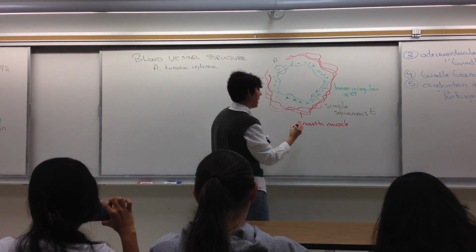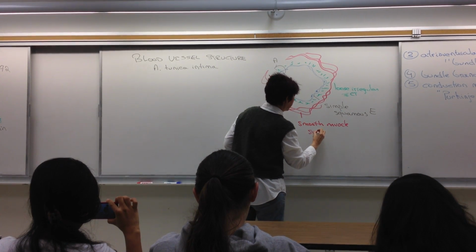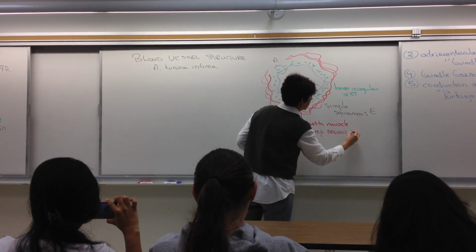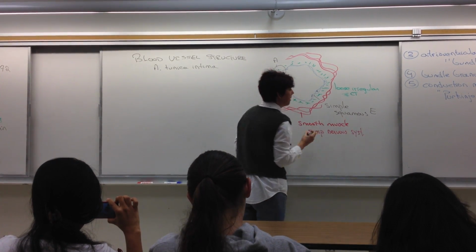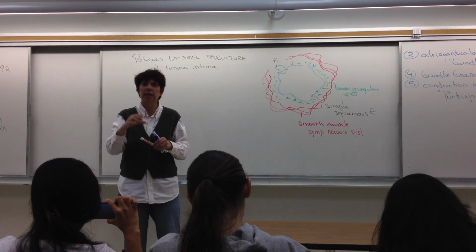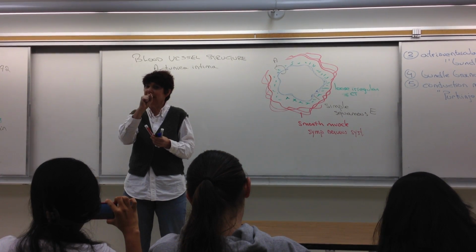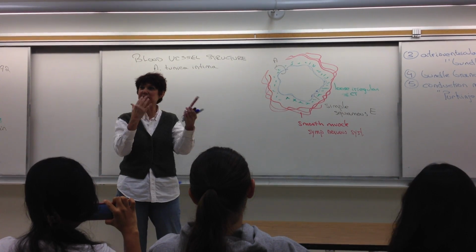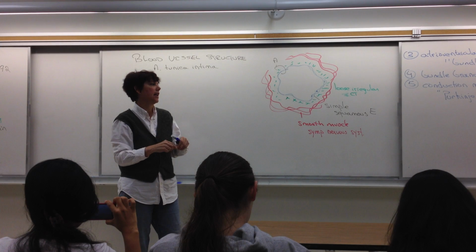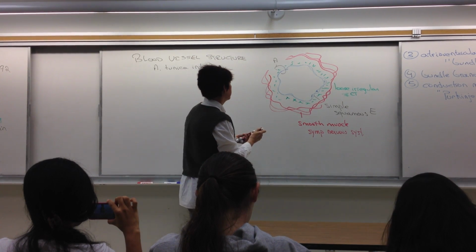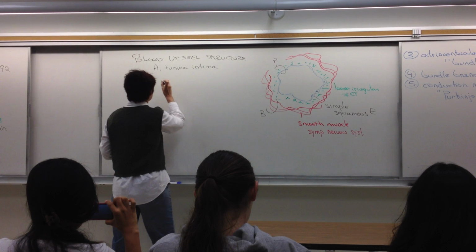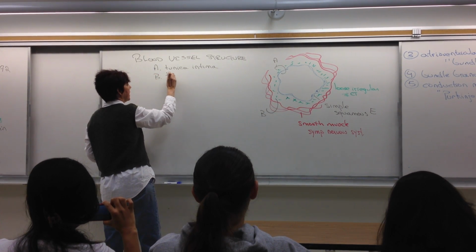It is innervated by the sympathetic nervous system only. So an increase in sympathetic neurotransmitters would cause blood vessels to constrict, and a decrease would cause them to dilate, rather than using the balance of parasympathetic and sympathetic like we do in the heart. This layer of smooth muscle is known as the tunica media.